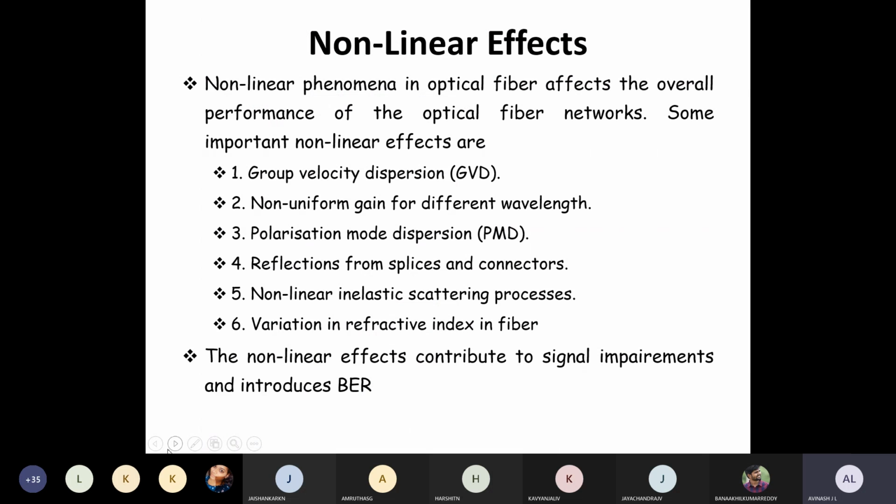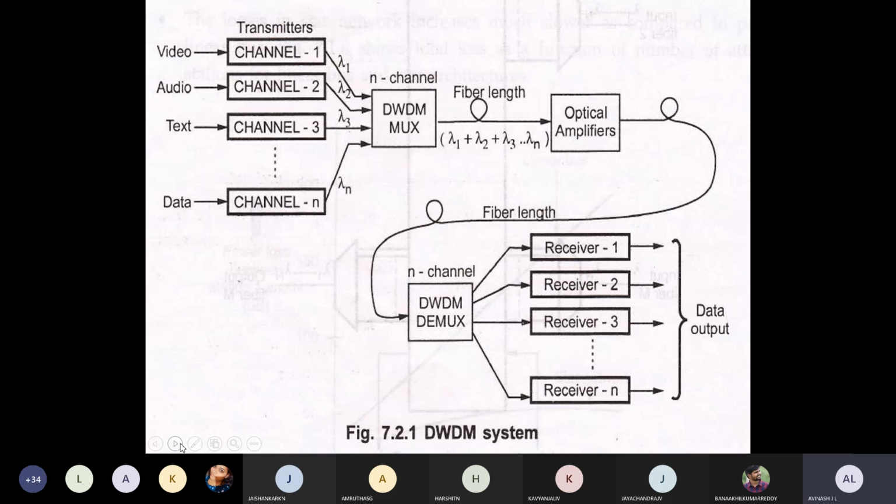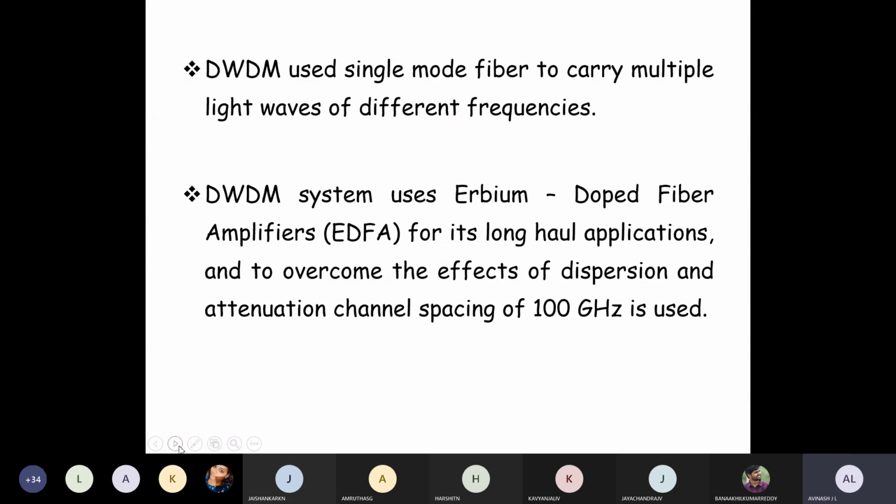After that, non-linear effects, group velocity dispersion, non-uniform gain for different wavelengths, polarization mode dispersion, reflections from splices and connectors, non-linear inelastic scattering processes, variation in refractive index of the fiber, all those things will come into the picture. So next is dense wavelength division multiplexing, that is DWDM. There is a very slight difference between WDM and DWDM. We have seen here audio, video, text and data. These have very dense wavelengths, so there will be a provision for sending all these kinds of signals also. That is called dense wavelength division multiplexing.